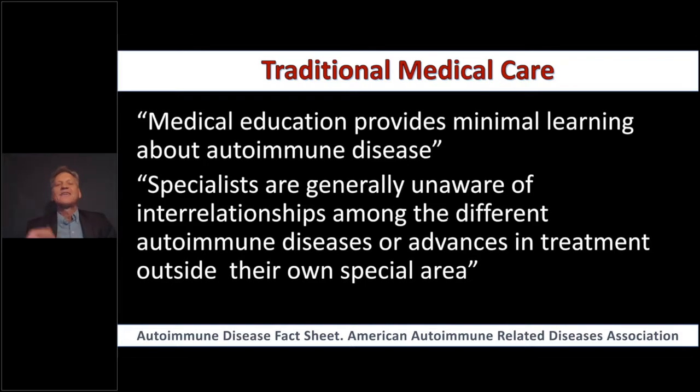It's not about getting to the root cause and what's driving bad physiology. It's about: you have high blood pressure, let's give you a pill to lower it. You have high cholesterol, give you a pill to lower it. You have low thyroid, give you a pill to raise it, whatever the case may be. So that's really the traditional model.